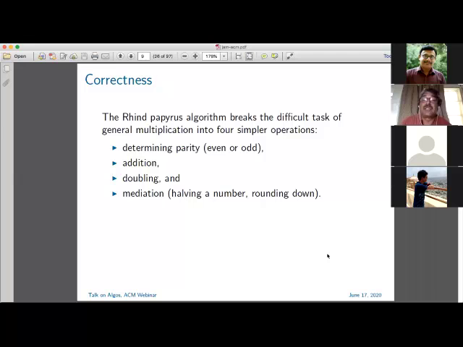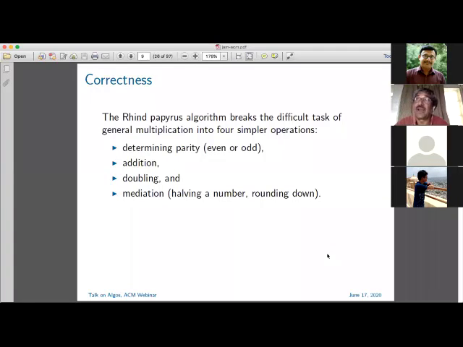Now, what does it do here? It breaks the difficult task of general multiplication into 4 simpler operations. First is to determine parity. If it is 1, otherwise you check if it is even or odd. Now, this is something very small children are taught right from the beginning. How do you find out if a number is even or odd? It's something very simple. Try to pair it up, and if you can pair it up, it's even. And if you can't pair it up, one thing is left, then it's odd.